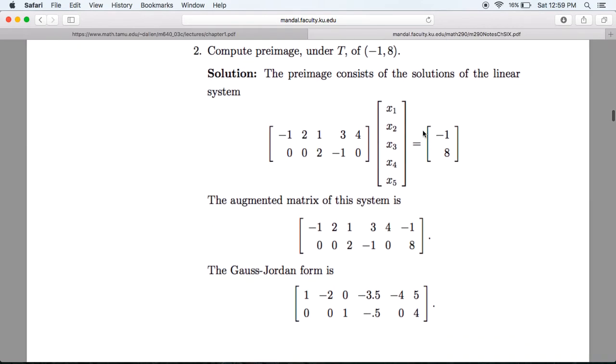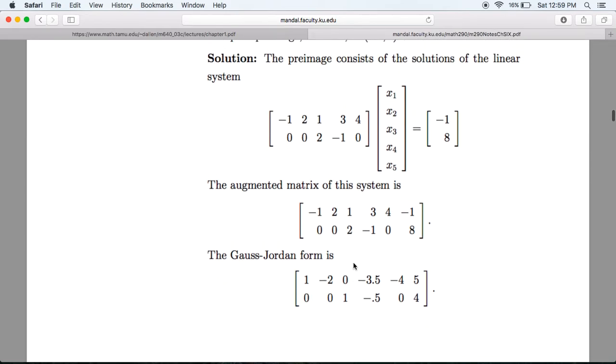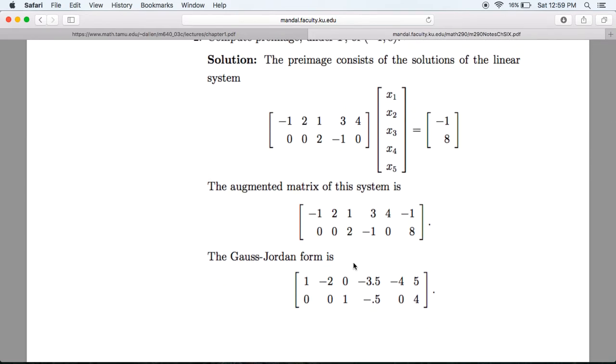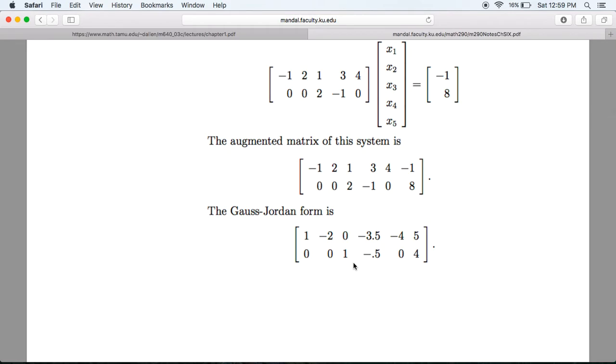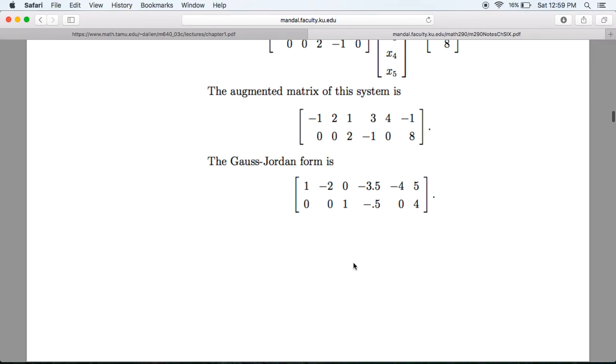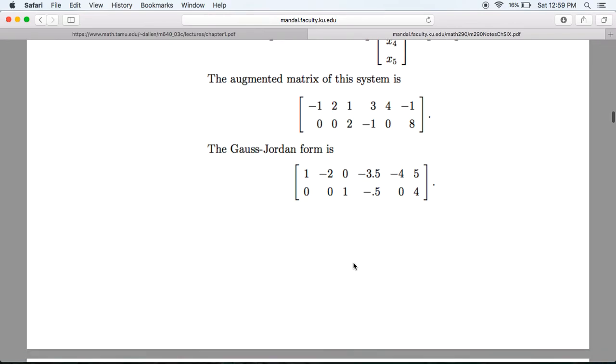Similarly, we can compute the pre-image using Gauss-Jordan form, as we might have seen in a first course in linear algebra that uses just matrices. This is actually a second course in linear algebra, where these are the theoretical underpinnings of linear algebra, which uses vector spaces. There can also be a third course which uses modules and so on.